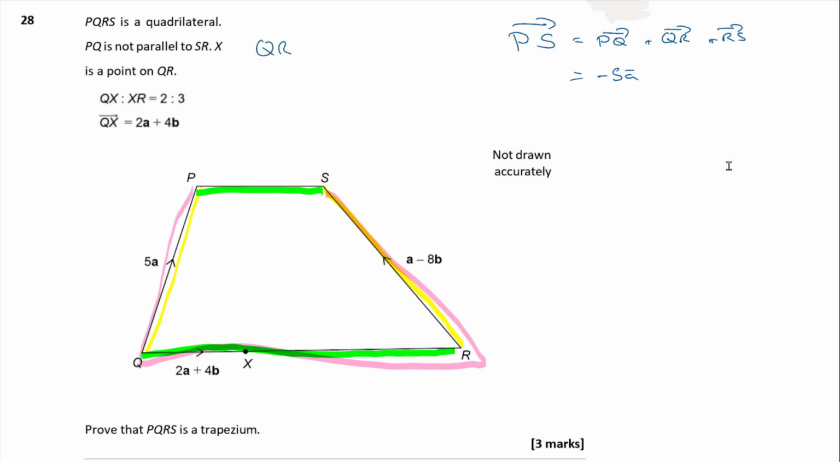What's QR? Well, I know that these are in a ratio of 2 to 3. So there are 5 parts altogether, of which QX is 2 parts. So that means that QX is 2/5 of QR, isn't it? So if QX is 2/5 of QR, then QR is 5/2 of QX.